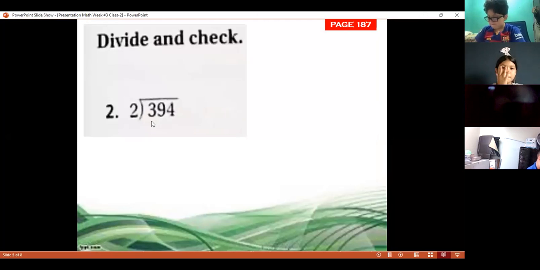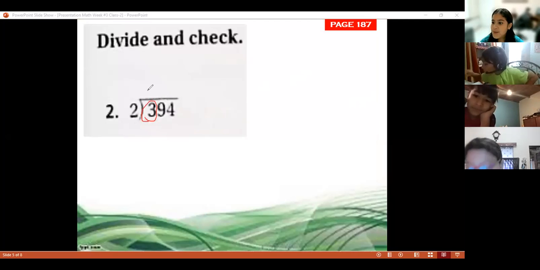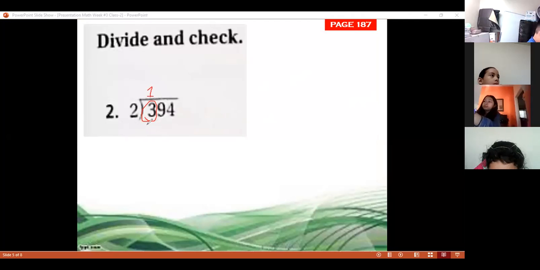Okay, let's go to the next slide. Here we have divide and check number 2: 394 divided by 2. Gabriela, okay, yes, I know that you are here. Remember, we need to divide first the number 3. The first digit is going to be 3. Can we divide 3 by 2? Yes, the number 1, because 2 times 1 is equal to 2. So now we need to subtract. 3 minus 2. What is the answer of 3 minus 2? 1. And now we write down the 9. And we have 19 divided by 2.